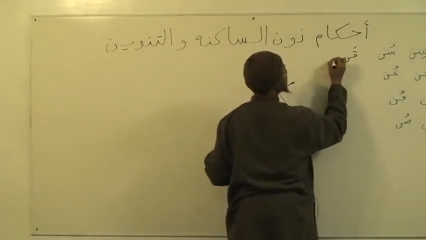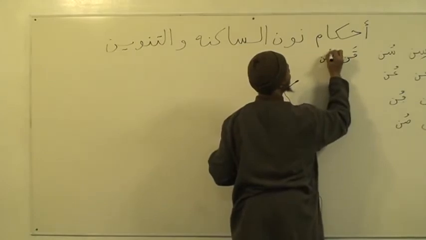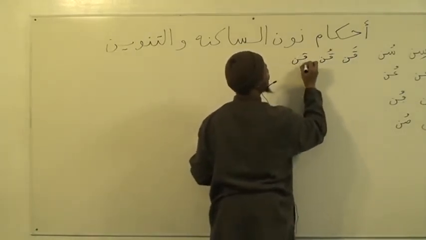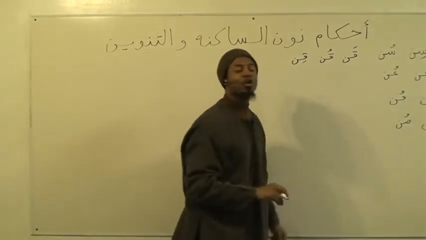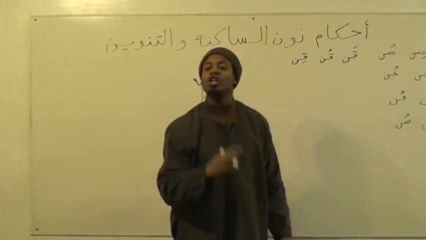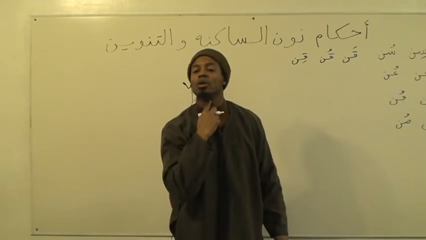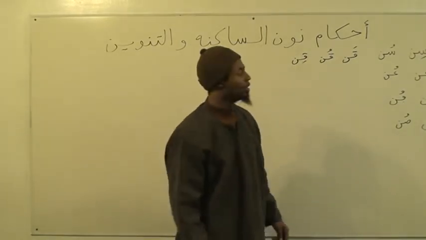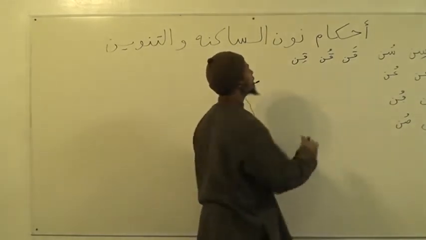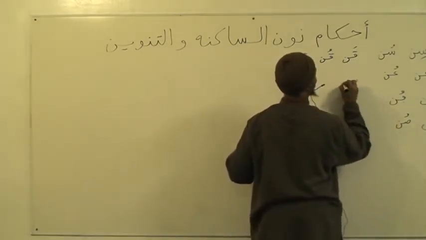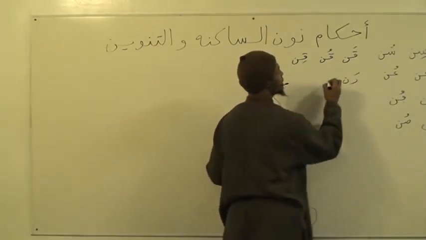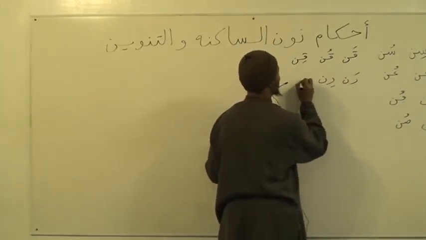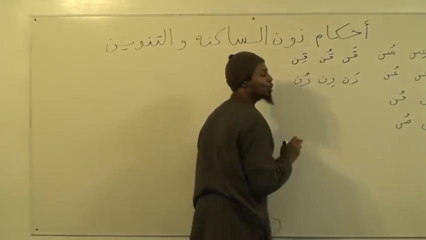Bun. Kun. Qin. Now we're saying qun, not kun. Kun is in the back of your throat. Qun. Make it pop. Qun. It should pop out, okay? Run. Rin. Run.